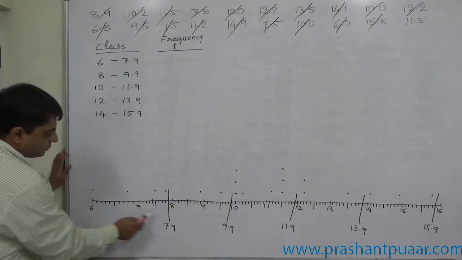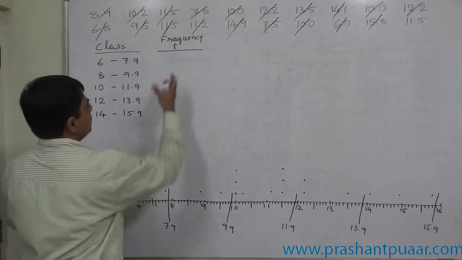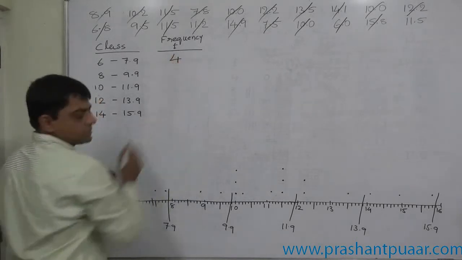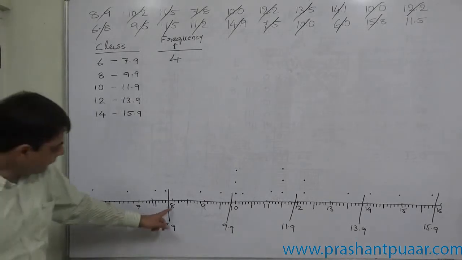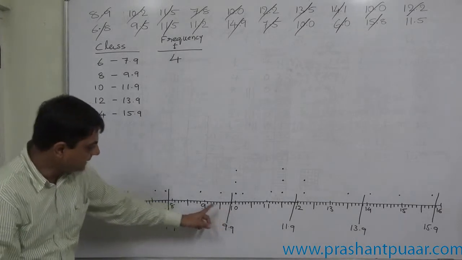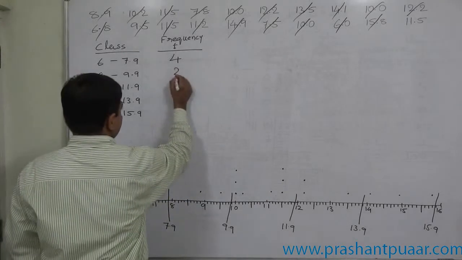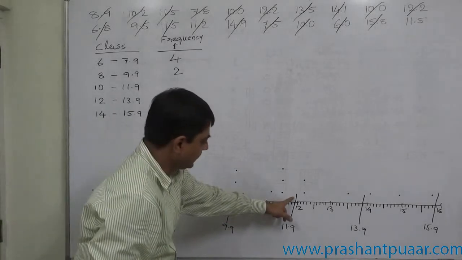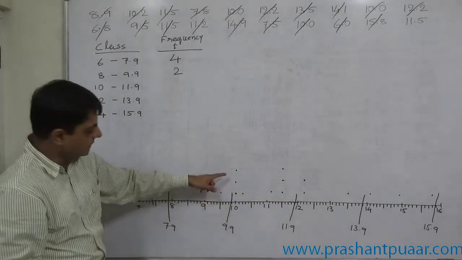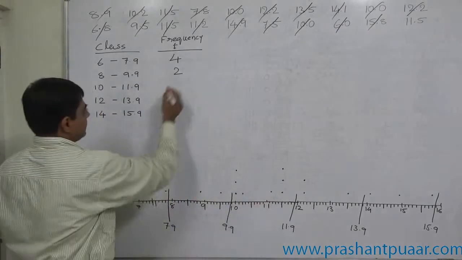Say in first case 6 to 7.9, 1, 2, 3, 4. So this 4 shows the frequency of class interval 6 to 7.9. Now 8 to 9.9. How many dots are there? Only 2. Then 10 to 11.9. The highest number of dots are there. 1, 2, 3, 4, 5, 6, 7, 8.